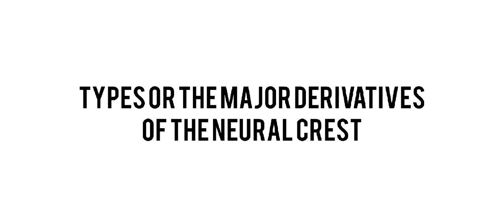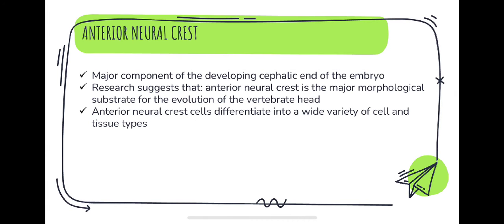After the migration of the neural crest cells, let us go now to the types or the major derivatives of the neural crest. First is the anterior neural crest or the cranial neural crest. The anterior neural crest is the major component of the developing cephalic end of the embryo.